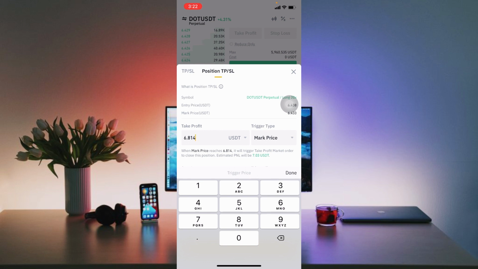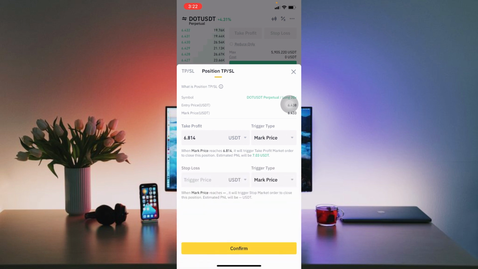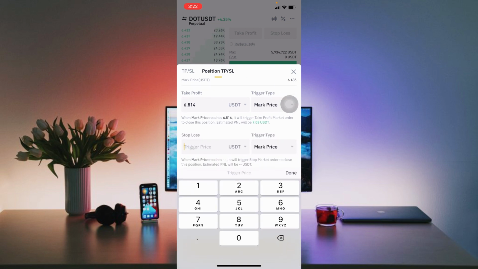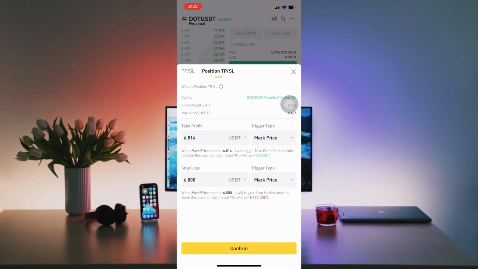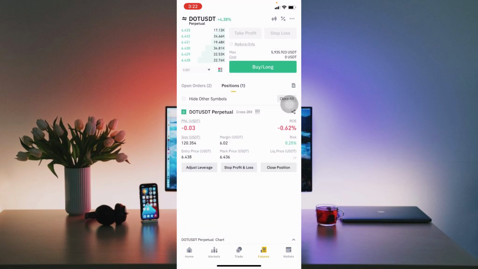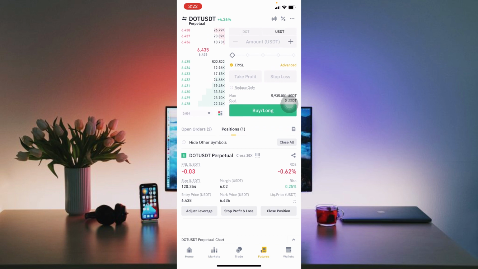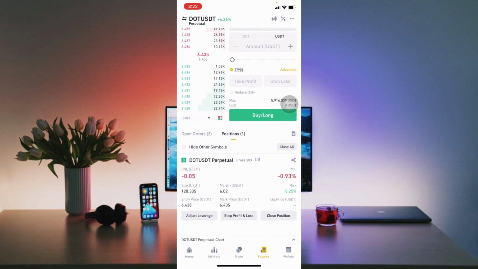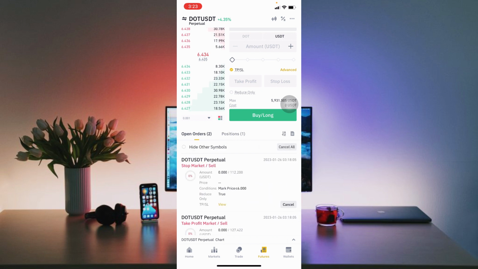6.8114, we are going to earn 7.03 if the price reaches that place, and our stop loss is 6.00. So if price falls to 6.00, we are going to lose $8. Before you enter a trade, calculate how much you are willing to lose in that trade before you even enter it. And I'm saying that limit orders will appear at this place.